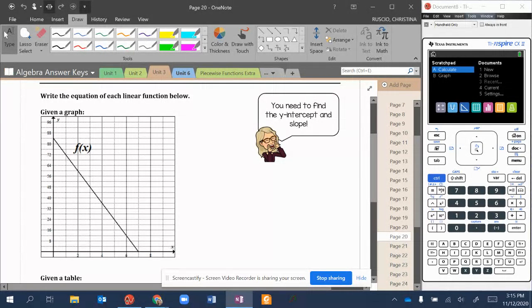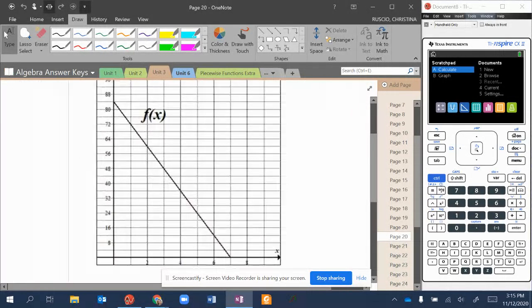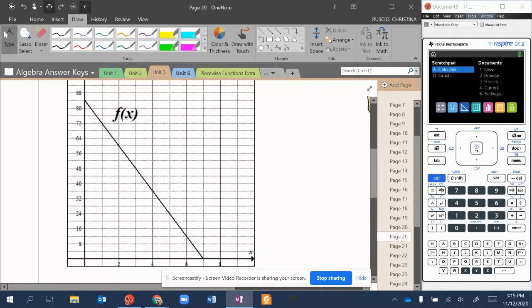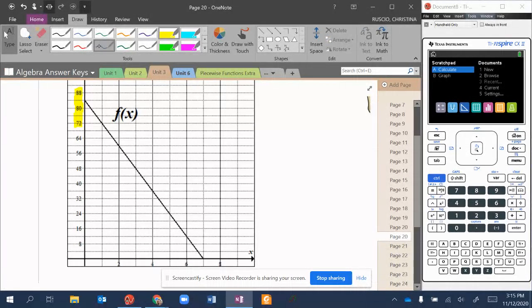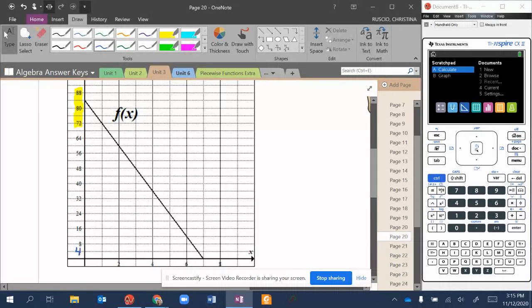We have a graph, okay? A couple things that I'm noticing about this graph is that my scale is kind of weird on the y-axis. So it looks like each one of these lines we are going up by 4s, okay? So like this is 4, this is 12, so on and so forth. So I have a couple important points here.